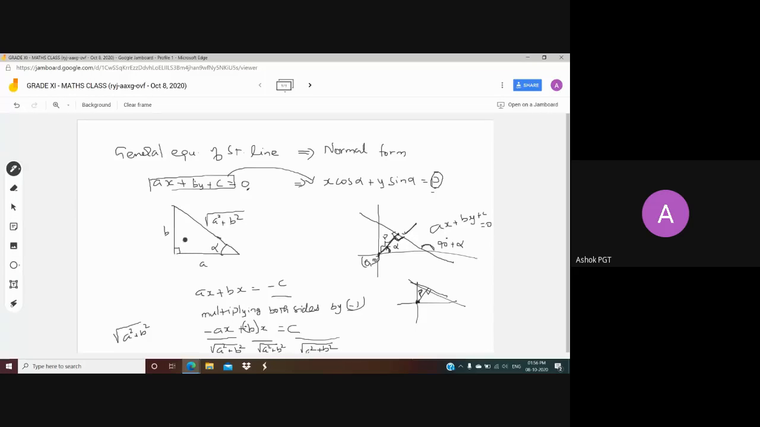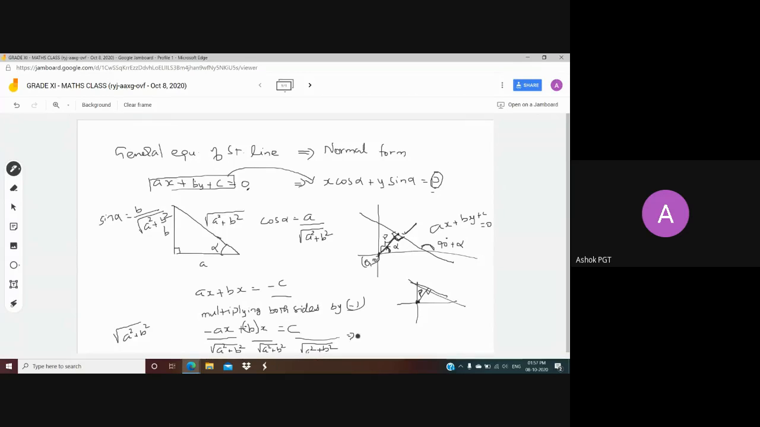Now, based on this triangle, cos alpha is adjacent divided by hypotenuse, right? Similarly, sin alpha is equal to opposite side divided by hypotenuse. So we get this. Now you just observe it. In place of a divided by root over a square plus b square, I can substitute cos alpha. Students, are you clear?